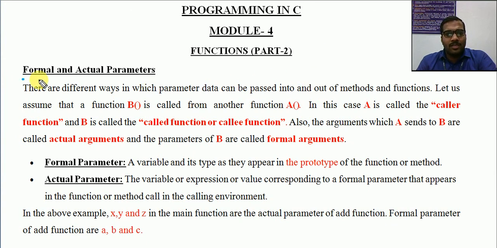So first of all, there are two types of parameters that we use with our function. One is called the formal parameter and the second one is called the actual parameter. While describing the previous example itself, I mentioned these formal as well as actual parameters. Just for understanding, an actual parameter is a parameter that is passed as part of the function call. Once again, actual parameters are those parameters that are passed as part of the function call.